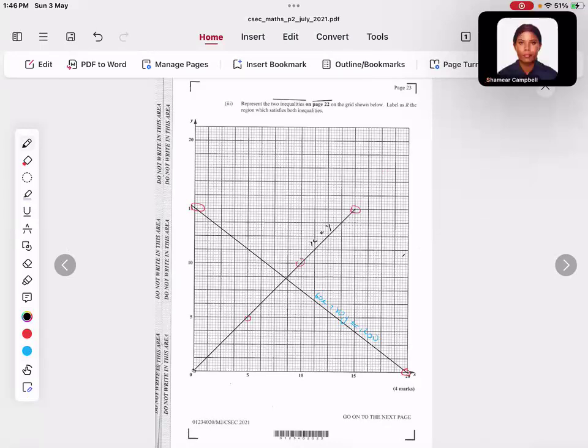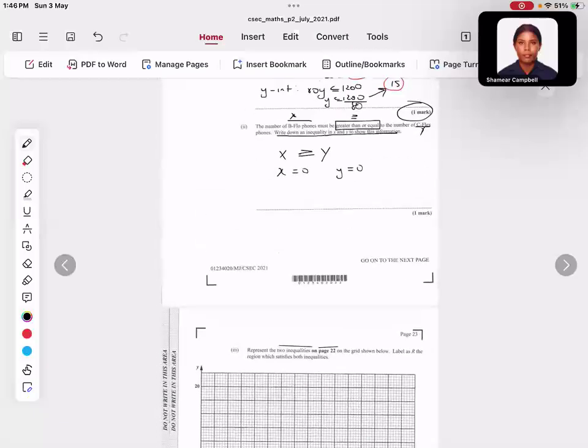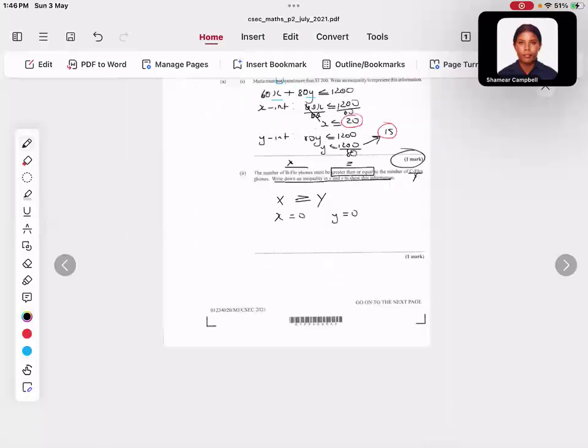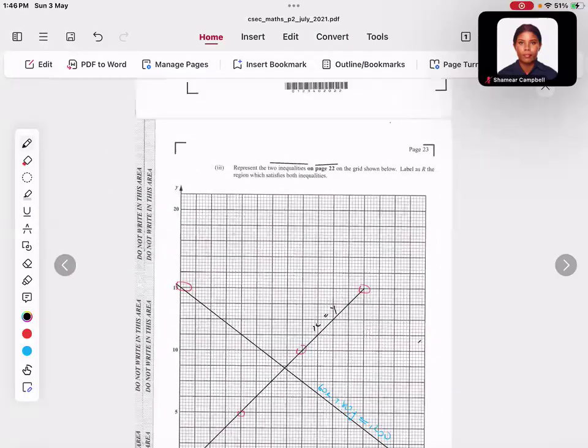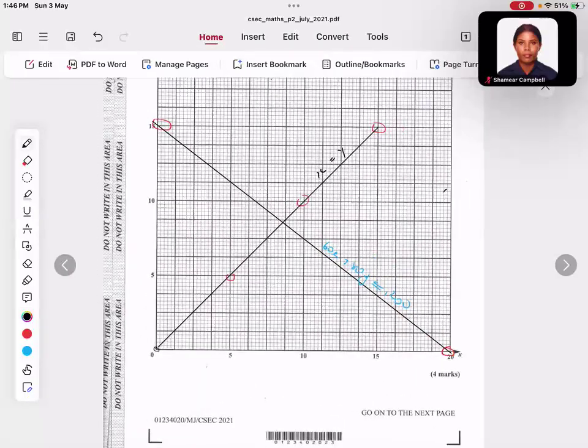Can you show back the question, please? Sure. The question right here says represent the two inequalities that we did above on the graph. Then label the region R. So the region now, which region? Because there are several regions here. There's one here, one here, one here, and one here. So which region are we going to label?